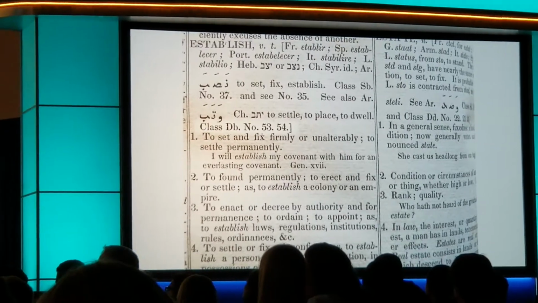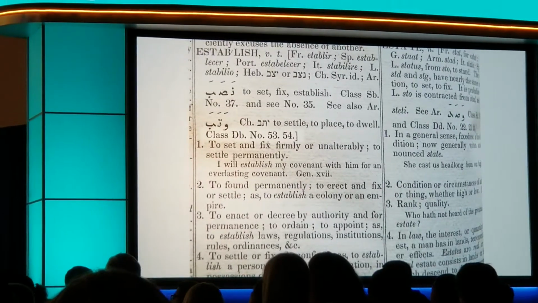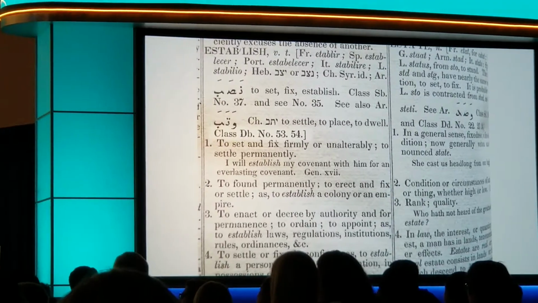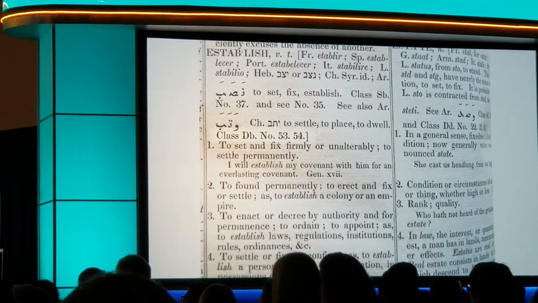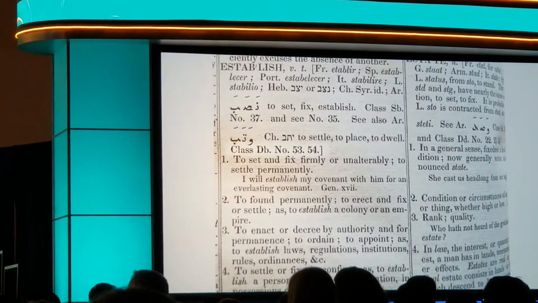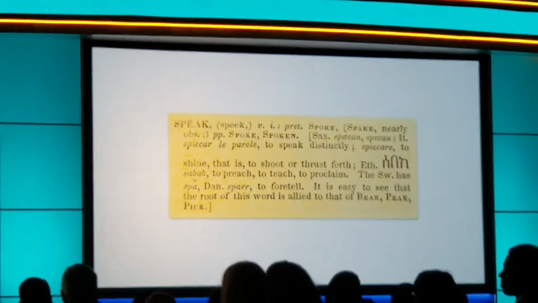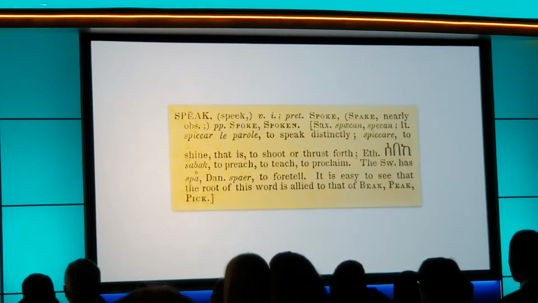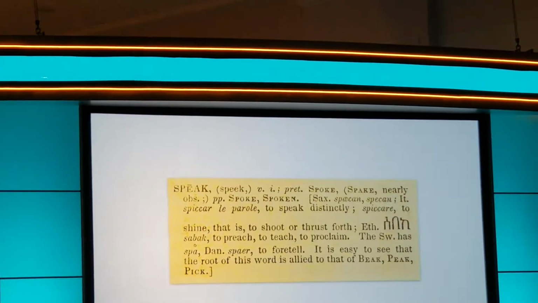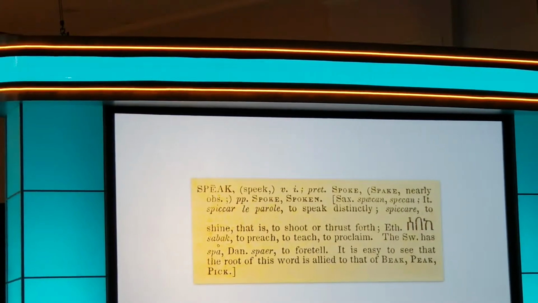Well, if you see where it says class DB, those are the consonants. He arranged the etymologies of words according to their sounds, which is a little bit crazy to us today. And then he said class number 53 and 54, the DB is from the TB of "established." You hear the TB in "established" or the DB in his classification. And so at the bottom of this entry, as you can see, Webster wrote, "It is easy to see that the root of this word is allied to that of beak, peak, and pick." But you all know that the word "speak" is not related to "beak." It rhymes with "beak," but it's not related to "beak."